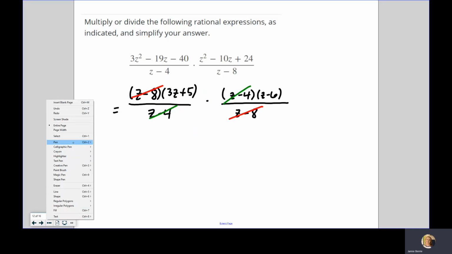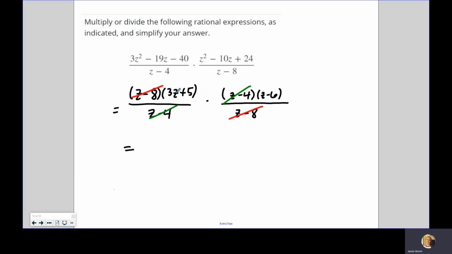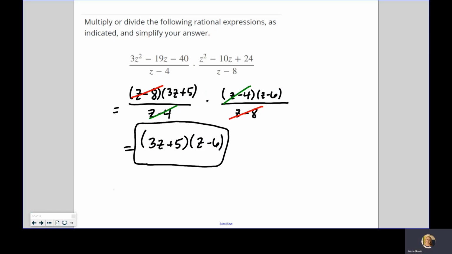And then I would just write my leftover stuff. So in the top over here, I have 3z plus 5 left over, and then times z minus 6. Nothing left in the denominator, and you're done. All right, so that's multiplying two rational expressions. Let's look at a division problem.